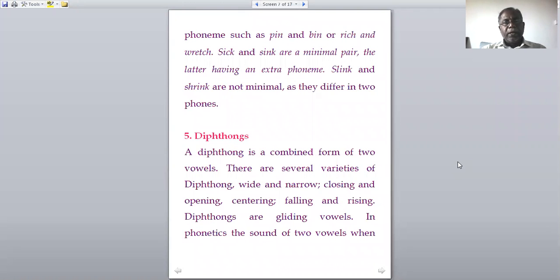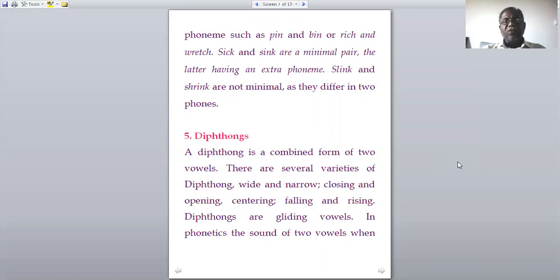And the next topic, diphthongs. A diphthong is a combined form of two vowels. A vowel has only one sound. A is different, E is different. When you combine both A and E or any other vowels, then we say that's a diphthong. There are several varieties of diphthong: wide and narrow, wide, open, narrow, close, closing and opening. How do you open? How do you close? Centering, falling and rising. Rise and fall. Modulation, intonation. These are the sound system.